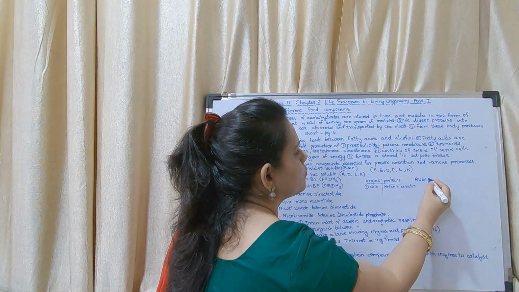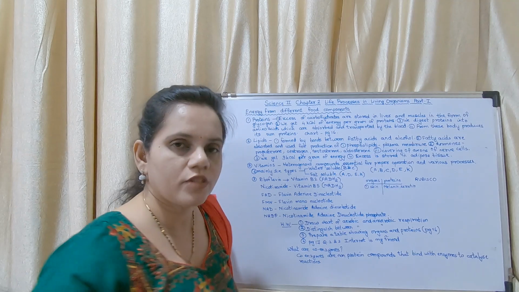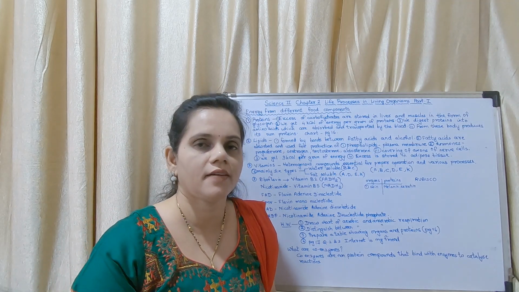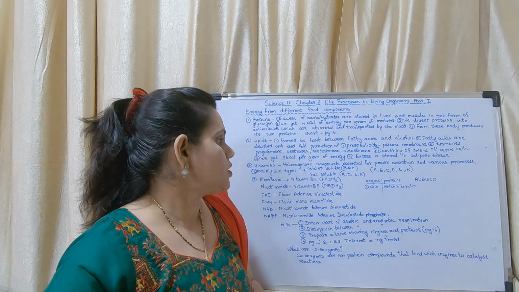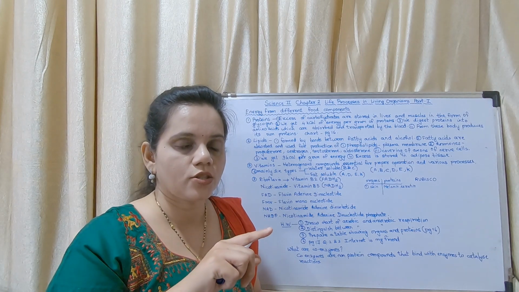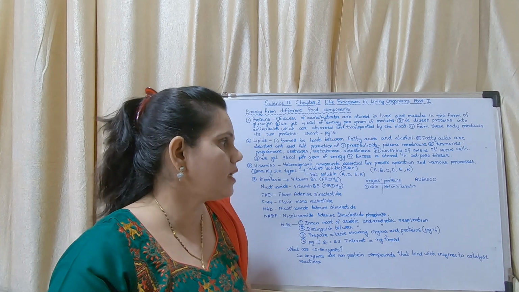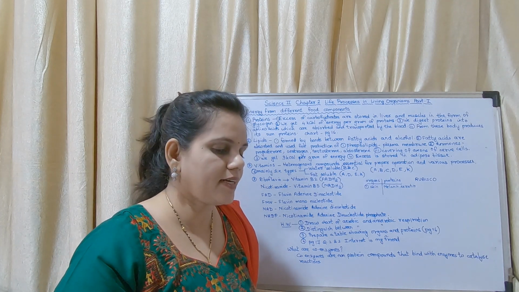There is a full form for this, but we don't have it. We just have the name Rubisco. Understood? Okay, so this is about that box. So we have finished with page number 16. We may move on to page number 17.